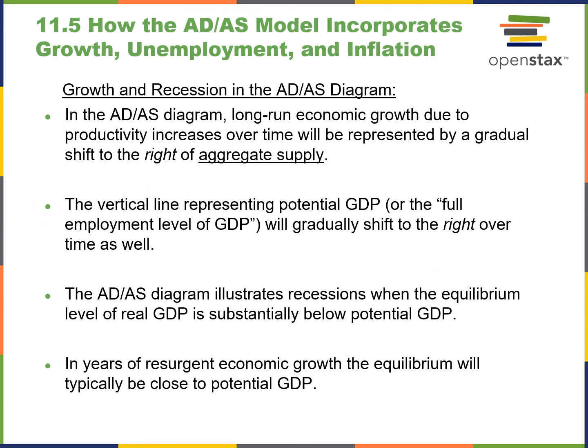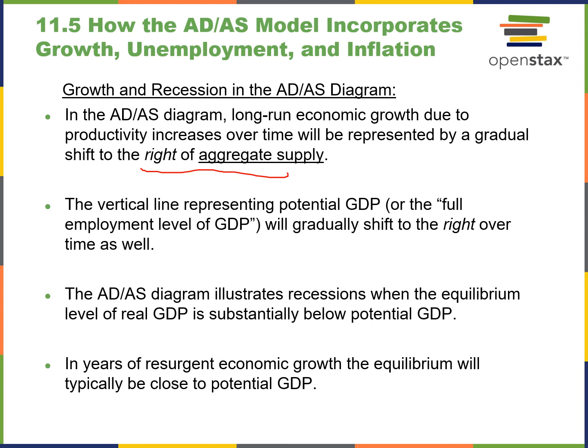How the ADAS model incorporates growth, unemployment, and inflation. These are some relationship axioms. So basically, growth and recession in the ADAS diagram. Long-run economic growth due to productivity increases over time will be represented by a shift to the right of aggregate supply. This will be probably something you see in the test. The vertical line representing the potential GDP or the full employment level of GDP will gradually shift over time as well.